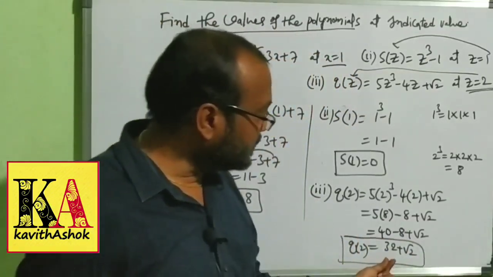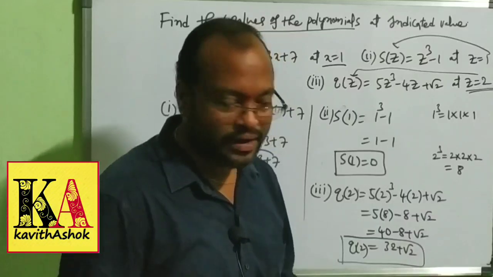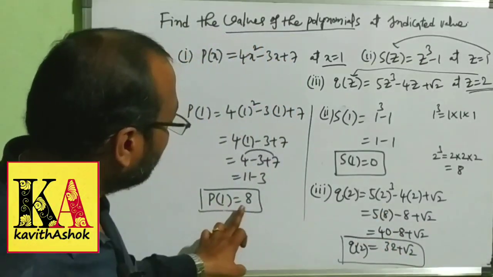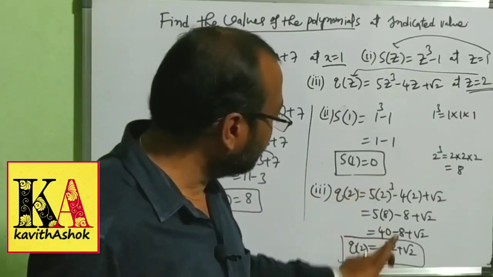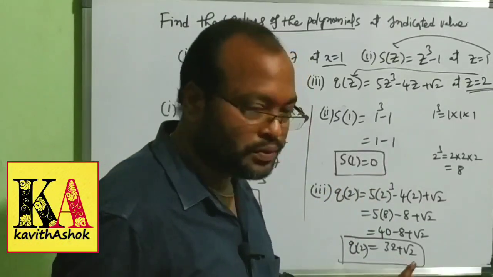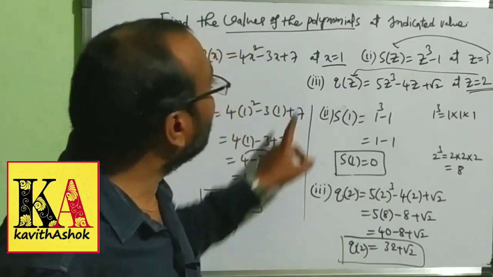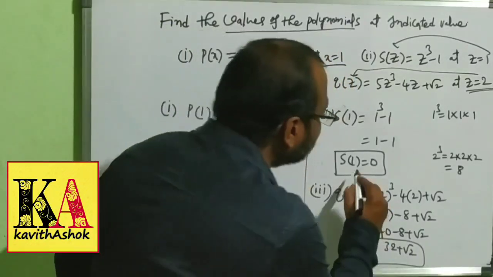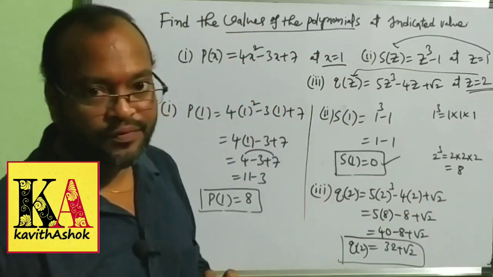Why? Because this is a rational number and this is an irrational number. We can't add. We can get only 32 plus root 2 only. So at the place of 1, 8, at the place of 1, 0, at the place of 2, 32 plus root 2. These are the values of the polynomials. Okay. But in this case here we got 0. In the place of 1 we got 0.